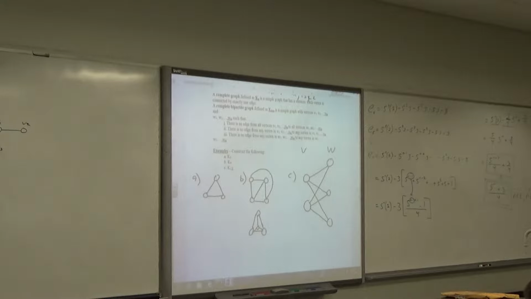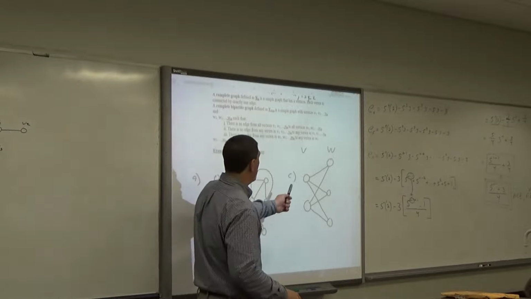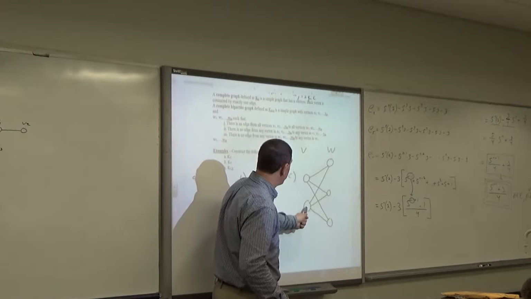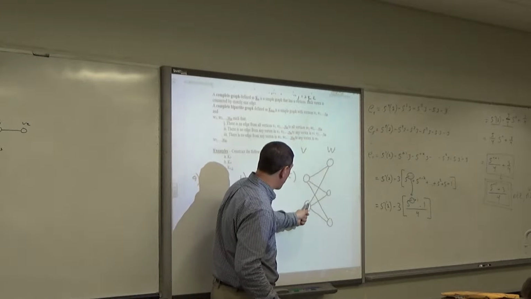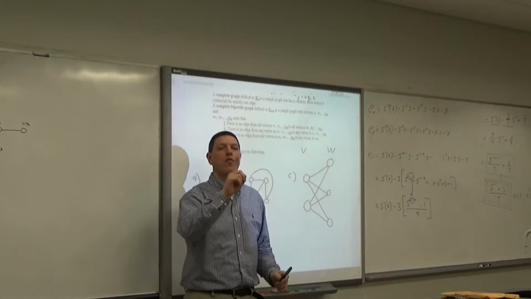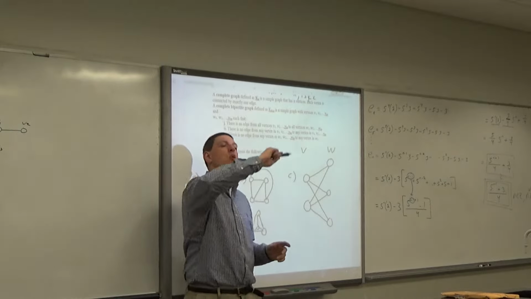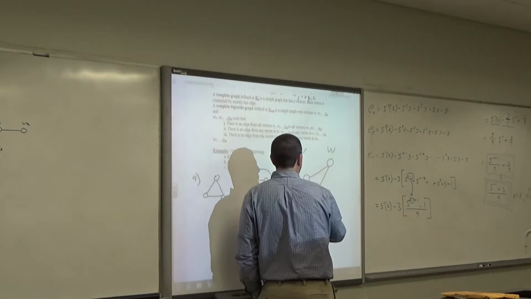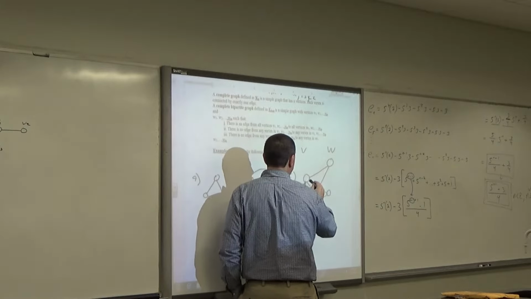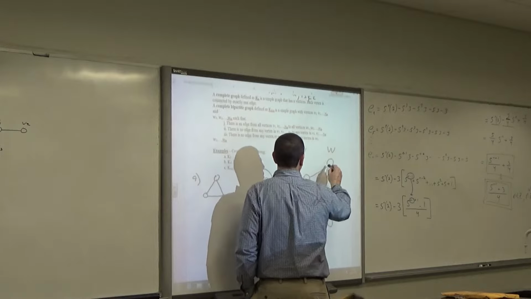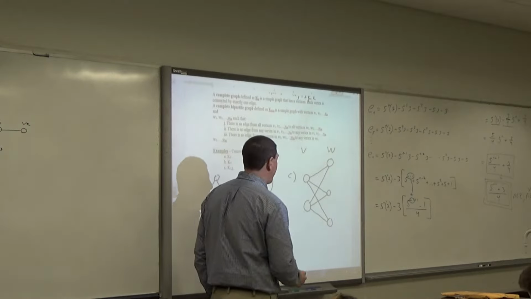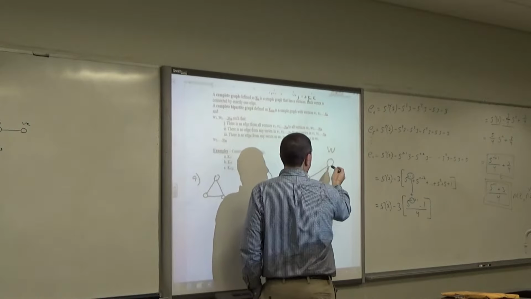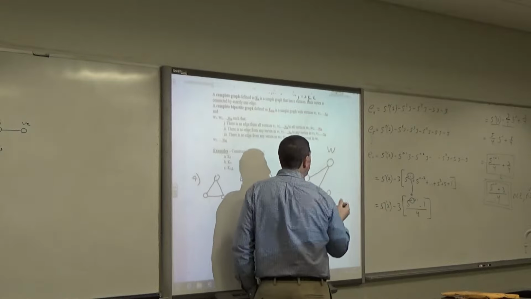I want you to notice that I can't move from V to V. In other words, I can't move from this vertex to this vertex in one traversal. I have to bounce to somewhere in W to get back to V. So the only way that I can go from this vertex to this vertex is to go from here to another vertex and then back. Same thing with W, right guys? I can't go from W to W in one move.